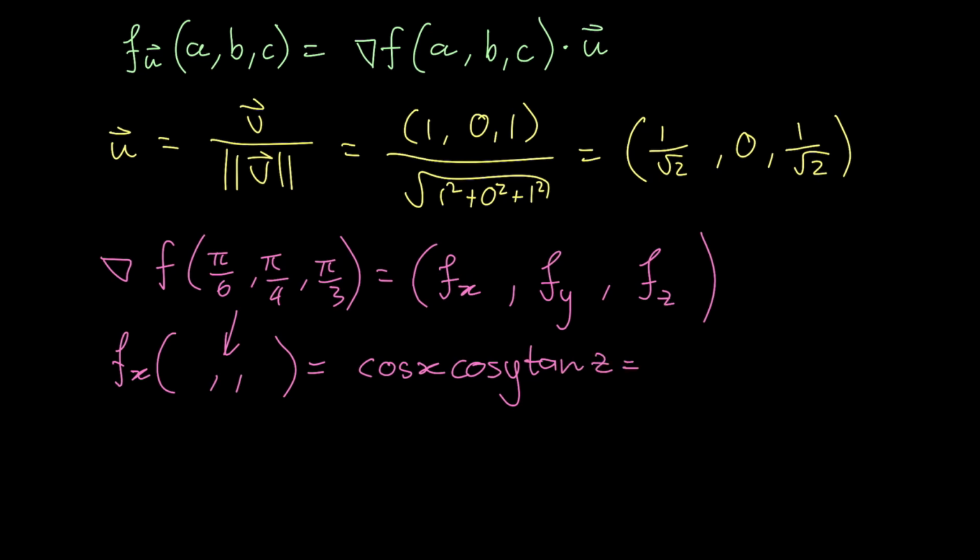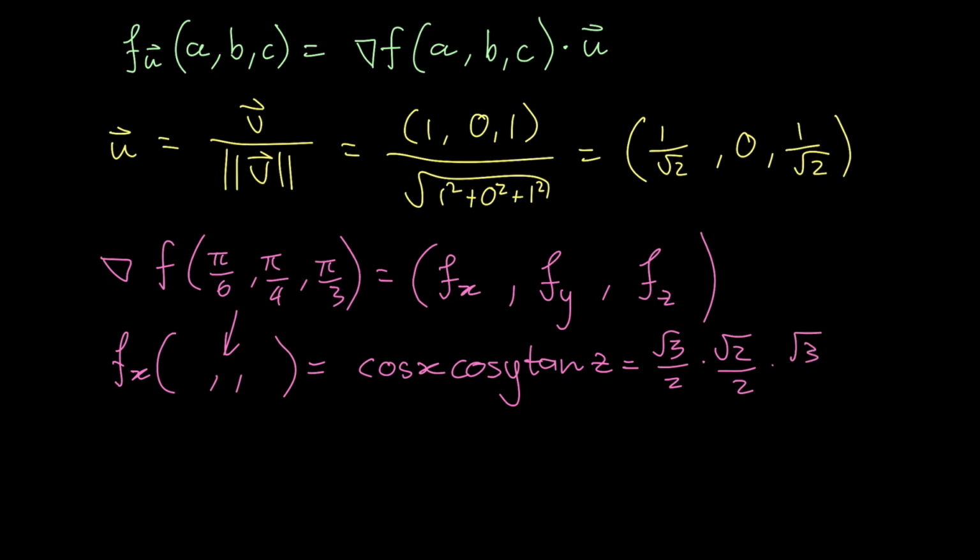Then we evaluate it at these points: for x we substitute pi by 6, for y we substitute pi by 4, and for z we substitute pi by 3. Cosine of pi by 6 is cosine of 30 degrees, which is root 3 over 2. That's multiplied by cosine of y, which is cosine of pi by 4, cosine of 45 degrees, which is root 2 over 2. And tangent of z is tan of pi by 3, which is root 3.